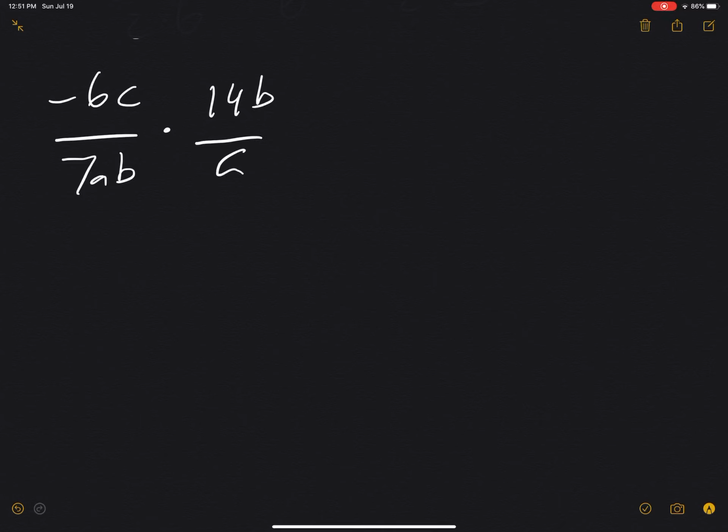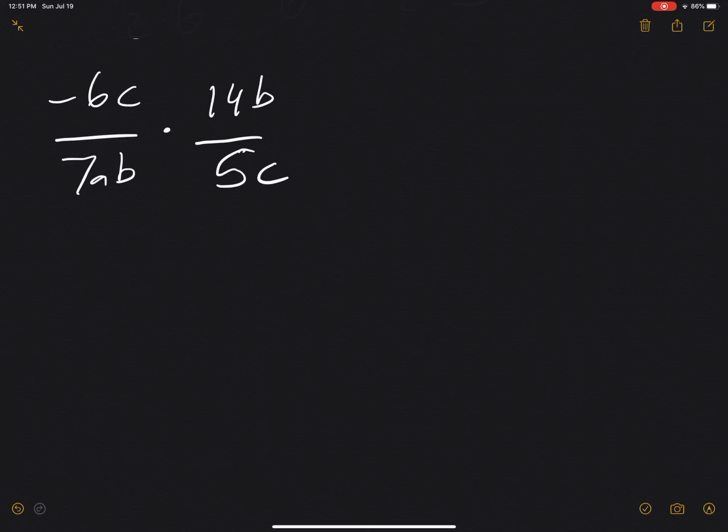So let's do one more example. Negative 6c over 7ab. This time we have variables, but you'll see it's not much more challenging with variables. Times 14b over 5c. So in this example, we're still multiplying fractions, so we can still cross-cancel. We can cancel anything that's on the top with anything that's on the bottom.